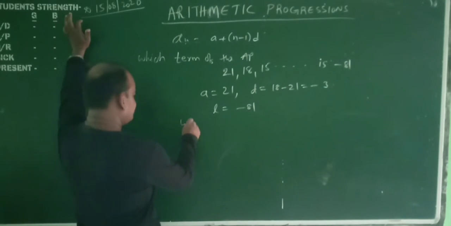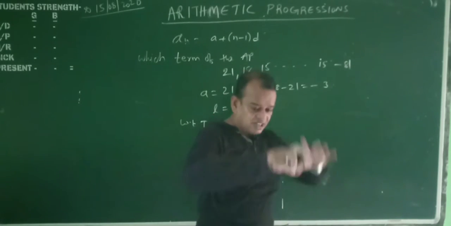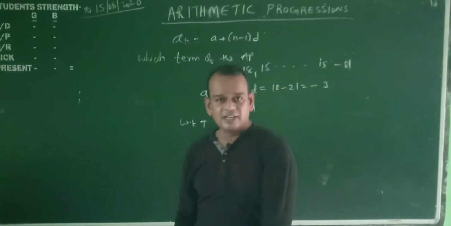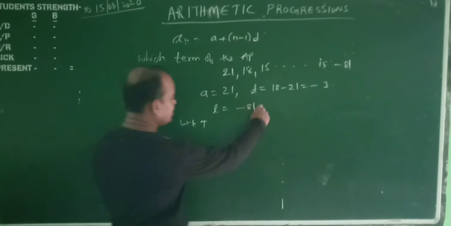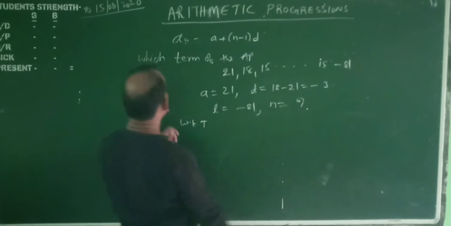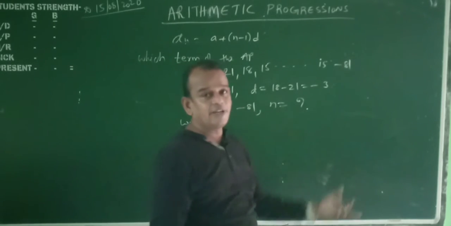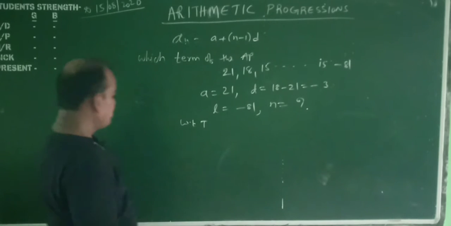We can find the N. That's why I am telling you, first read the formula carefully. After that you will write the given data: what is given and what you find. Now we find the N value. N value 10 means 10th term, N value 20 means 20th term, whatever it may be.